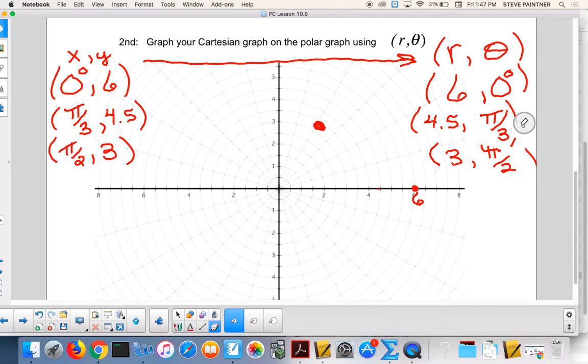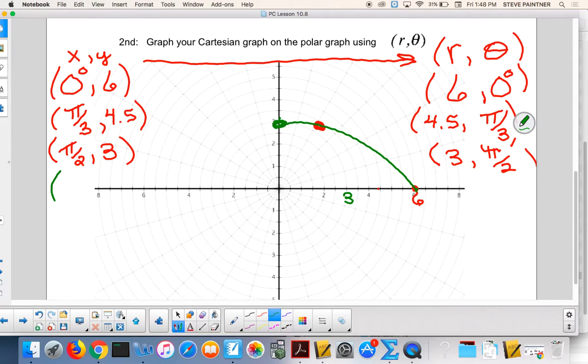Let's keep graphing. What's this point look like? 3 comma pi over 2? Out 3. Then what? 90 degrees. Yep. Out 3. 90 right here. Here's what I can tell you. It is a very smooth curve. It's always smooth and it's always rounded. And it always heads towards the pole.